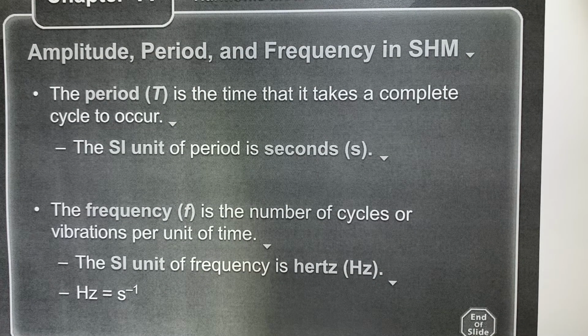Now again, for those of you who remember what period and frequency are and how they're related, you can fast forward a little bit. But if you just want a nice refresher, or if you totally forgot, stay with me here. The period, as we denote with a capital T, is the time that it takes to complete a cycle. And the SI unit for a period is the second.